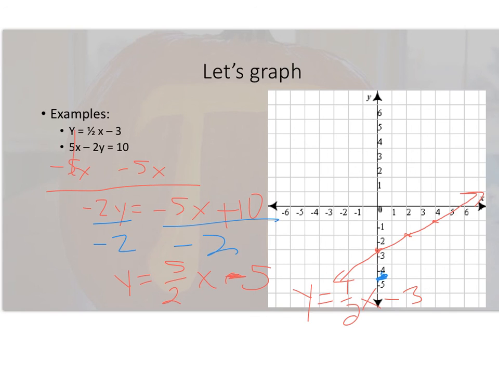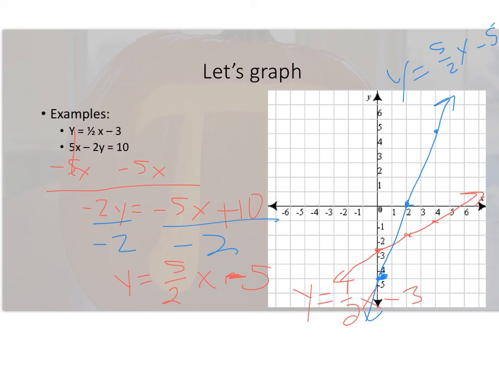But the key is there, you have to get it in slope-intercept form first. So rise 5, run 2 would be here. Rise 5, run 2 would be there. And that is beautiful to connect. And there we go. That is y is equal to 5 over 2 x minus 5.